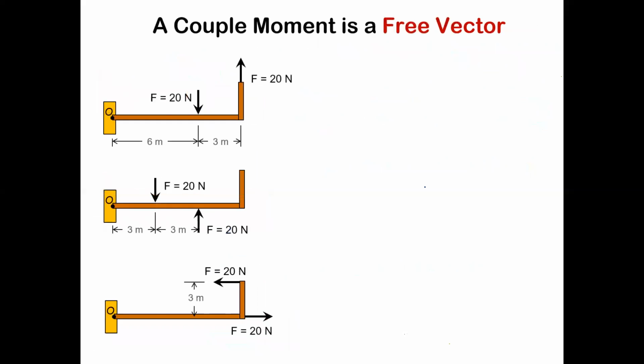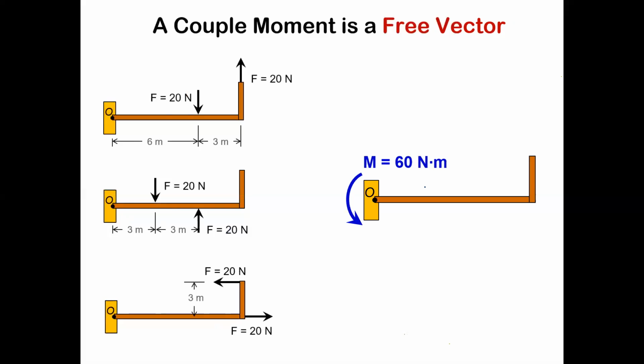So that's why we call a couple moment a free vector. And you get a new symbol on your diagram. Since it doesn't really matter where you put this thing, what they'll often show is a couple indicated by a curlicue and a magnitude on a drawing like this.